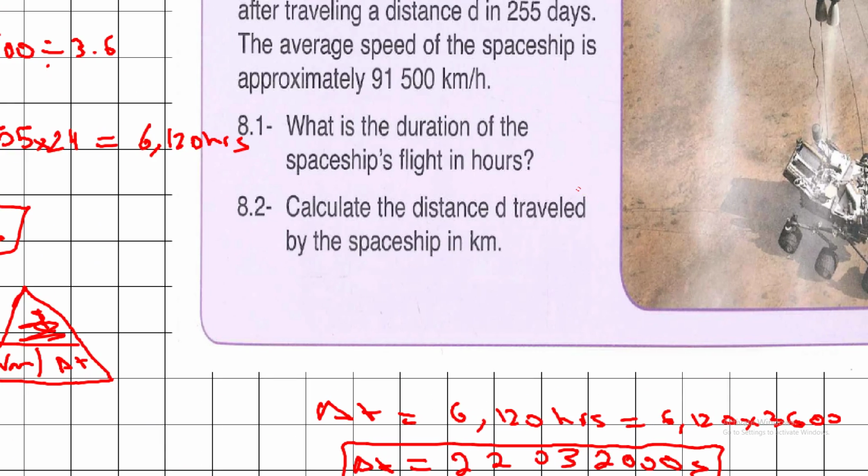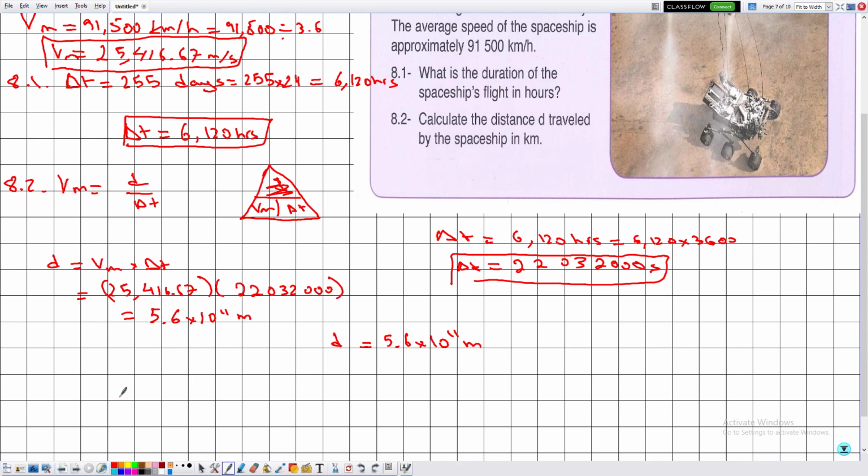But notice that we are asked to calculate the distance d in kilometers and not in meters. Now d, which is equal to 5.6 times 10 to the power 11 meters, in order to convert it to kilometers, we simply divide by 1000. Dividing it by 1000, it is given by 5.6 times 10 to the power 8 kilometers. Then d is equal to 5.6 times 10 to the power 8 kilometers.